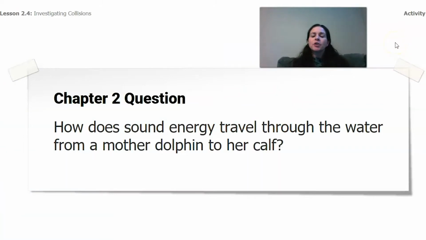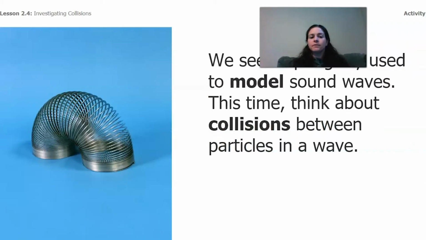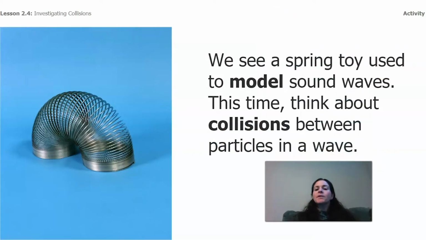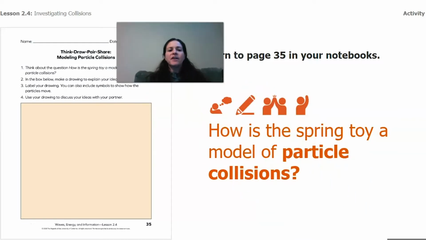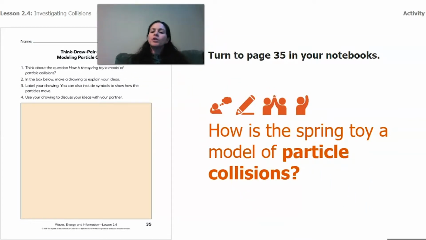And remember, in chapter 2, we're asking this question, how does the sound energy travel through the water from the mother dolphin to her calf? And so we're about to see a spring toy used to model sound waves. This time, think about the collisions between particles in a wave. We're going to see if we can draw a connection between our spring toy and the particles in a wave. If you have your investigation notebook, you can turn to page 35. If you don't, that's okay too. We're just going to talk about this.